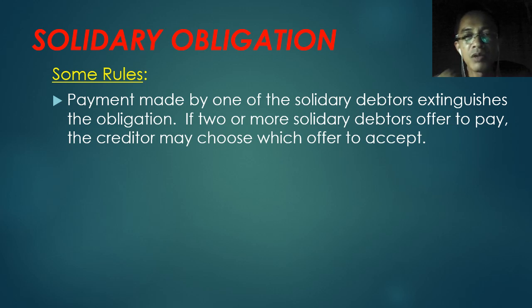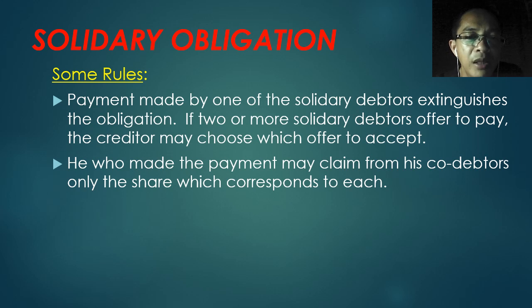Payment made by one of the solidary debtors extinguishes the obligation. Kasi entire, ibayaran niya lahat. If two or more solidary debtors offer to pay, the creditor may choose which one to accept. Siyempre, isa lang pwede niyang piliin ng entire compliance. He who made the payment may claim from his co-debtors only the share which corresponds to each of them. Okay, so pag nabayaran na ang entire obligation, maniningil na ngayon yung nagbayad doon sa kanyang co-debtors for their share.